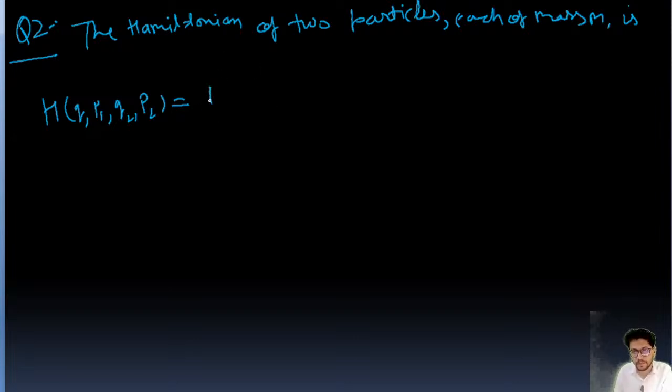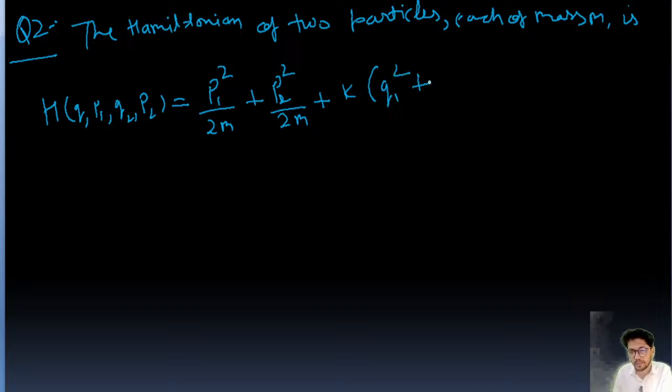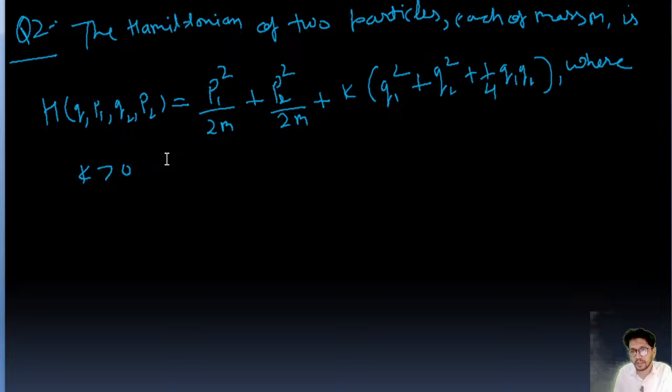Okay, so this is p1 square upon 2m plus p2 square upon 2m plus k into q1 square plus q2 square plus 1 upon 4 q1 q2, where k is greater than 0 and is a constant.